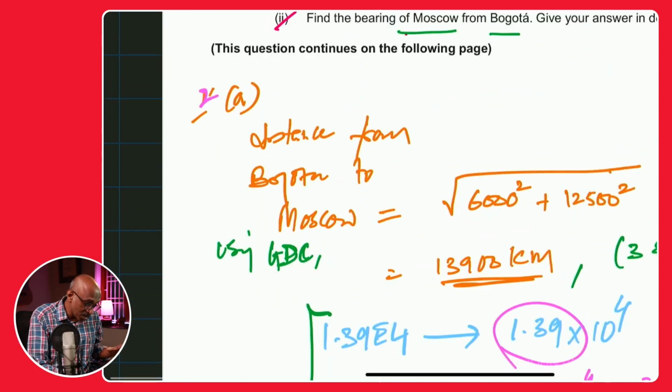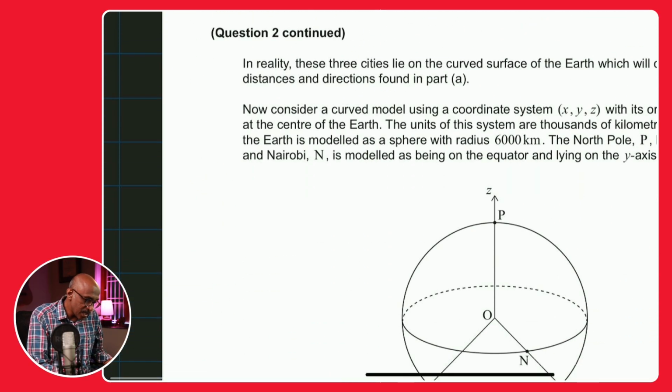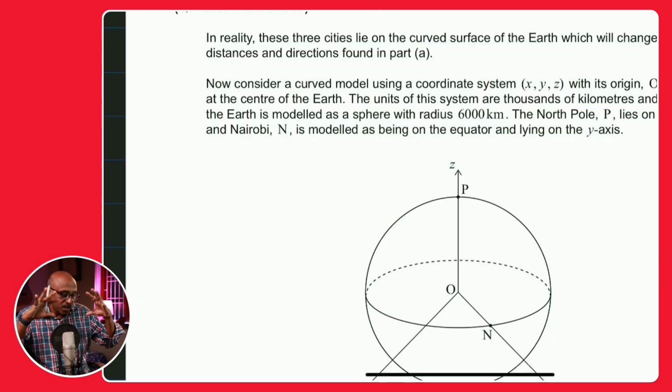In reality, okay, so this is for the flat surface. In reality, these 3 cities lie on a curved surface, on the curved surface of the Earth, which will change the distances and directions found in part A. Cool.